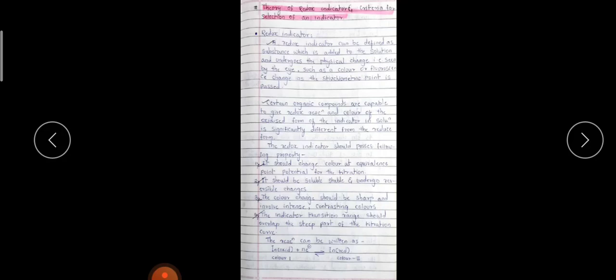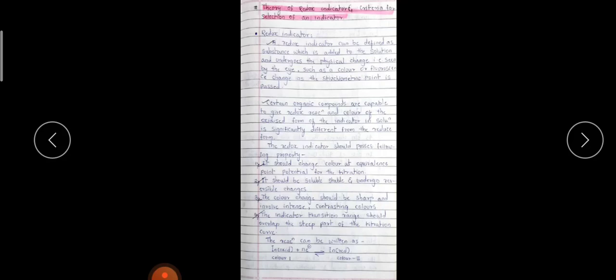Certain organic compounds are capable of giving the redox reaction, and the color of the oxidized form of the indicator in the solution is significantly different from the reduced form. The redox indicator should possess the following properties. It should change the color at the equivalence point potential for the titration. It should be soluble, stable, and undergo reversible changes. The color change should be sharp and involve intense contrasting colors. The indicator transition range should overlap the steep part of the titration curve.